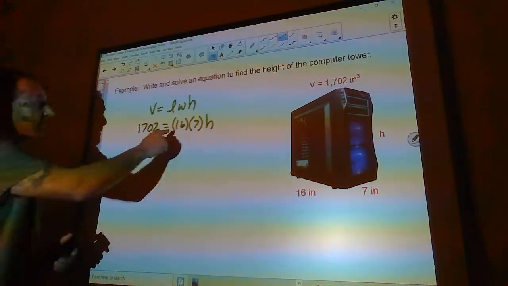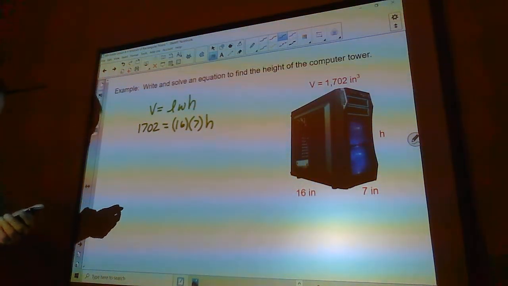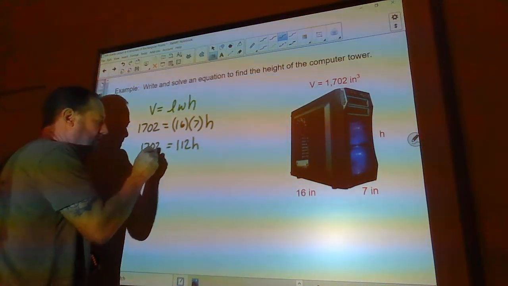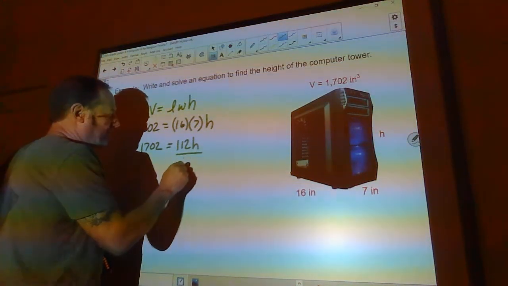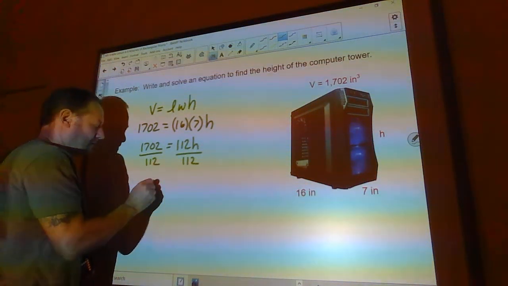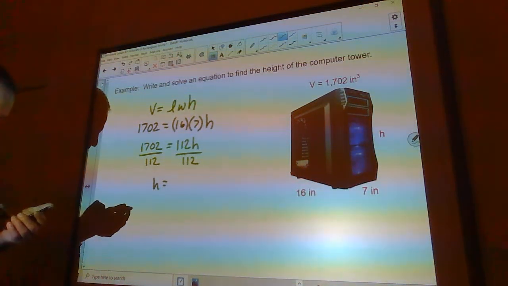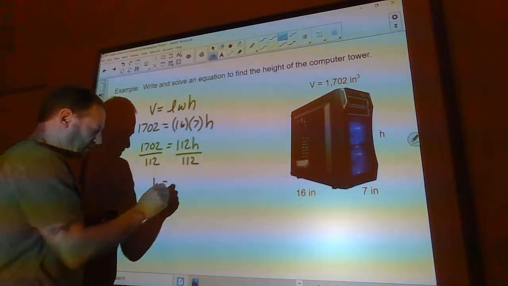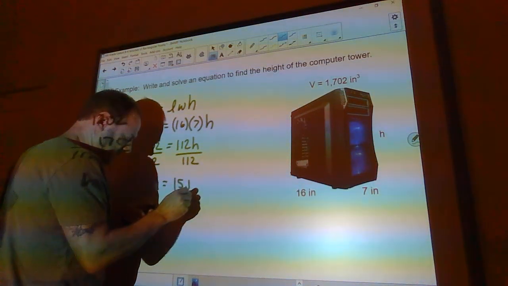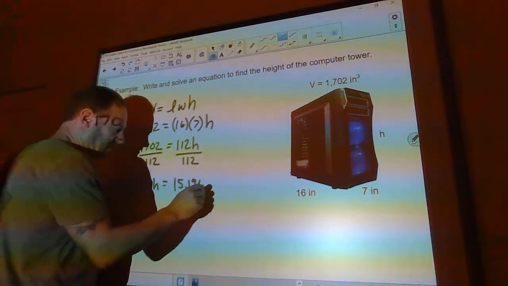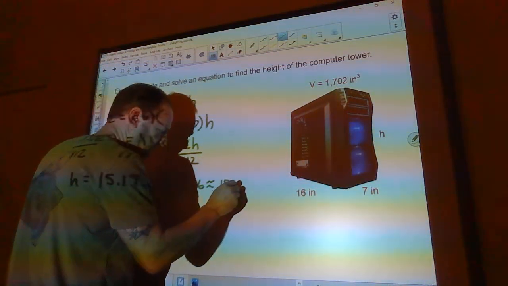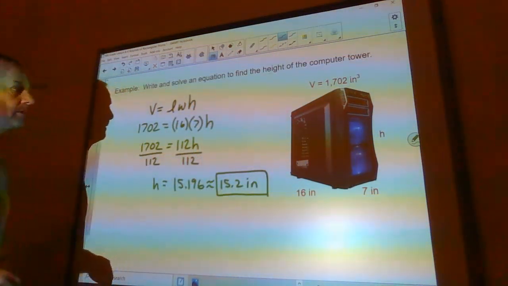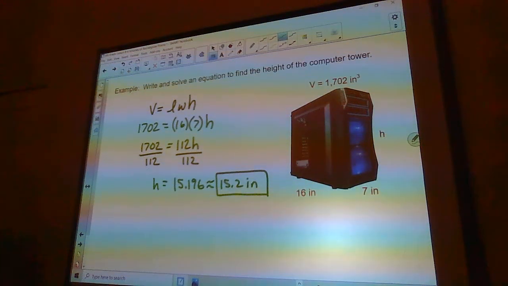So the first thing I'm going to do is figure out what 16 times 7 is. That's 112. Next, I'm going to divide by 112. So H is going to be 15.196. So we'll just say it's 15.2 inches. Easy peasy.